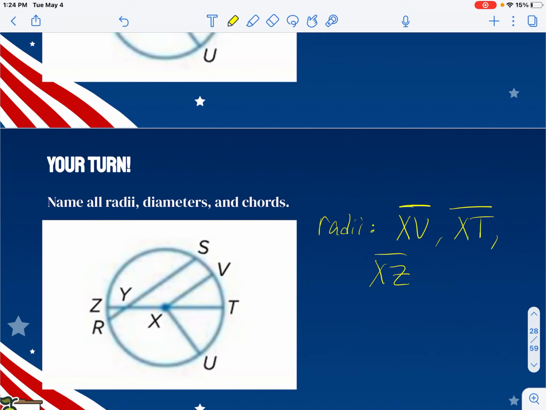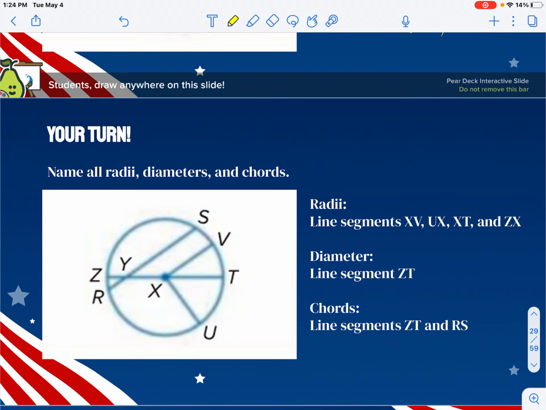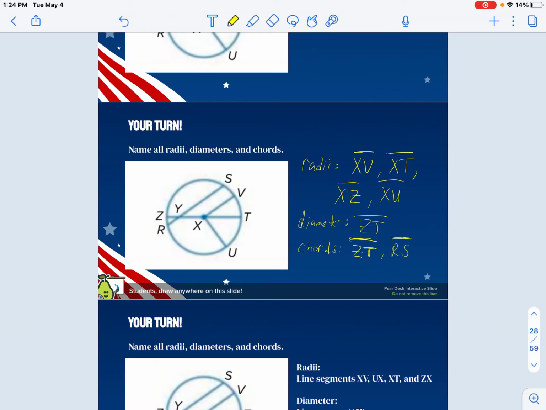XU would be the last one. Next one, diameter. There's only one, ZT. Chords. Well, with ZT, every diameter is a chord, so ZT, and then RS. Right, that would be the other chord in the picture. All right, so there you go. There are your answers. So again, the big things today: radius, diameter, chords.